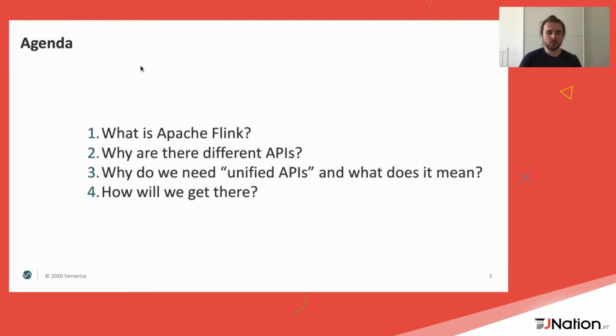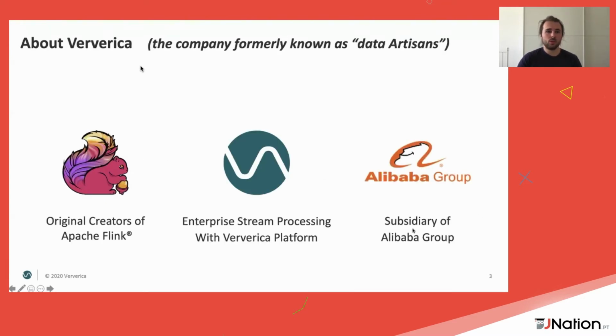So before we go into this, I want to quickly talk about Ververica. Ververica is a company that employs the original creators of Apache Flink, and we develop an enterprise stream processing platform that makes it easy for companies to use Apache Flink. And somewhat recently, the company was acquired by Alibaba. Before that, it was known as Data Artisans. Now the company is called Ververica, and we're now a subsidiary of the Alibaba Group.